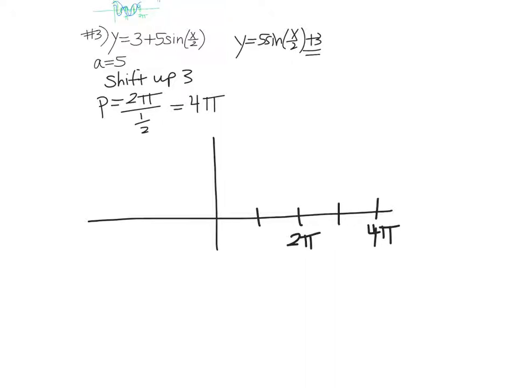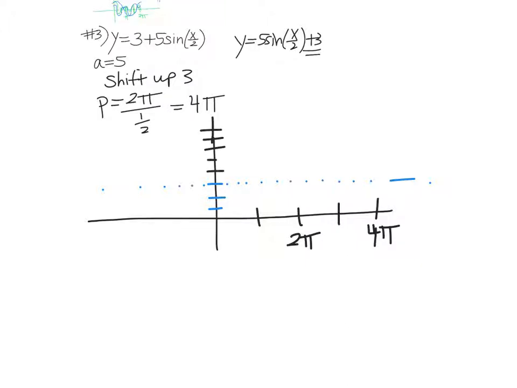Okay, so whenever I have a shift up or down, what I like to do is create a new axis. So I'm going to go 1, 2, 3, and I'm going to do some dashes there. That's my new axis. From that 3, I'm going to go an amplitude of 5 in each direction. So what's the highest my graph is going to? Not 5, 8.